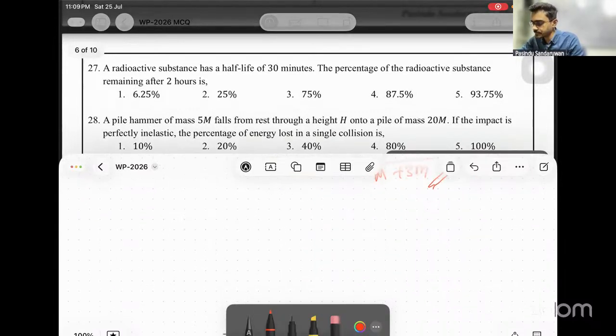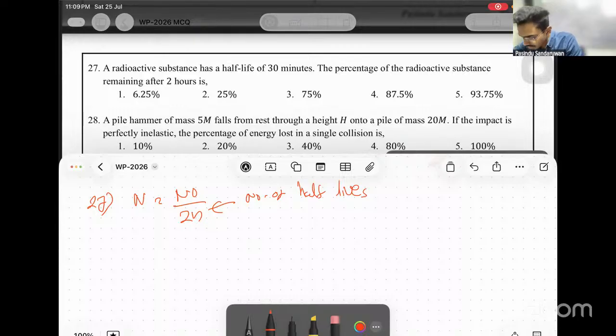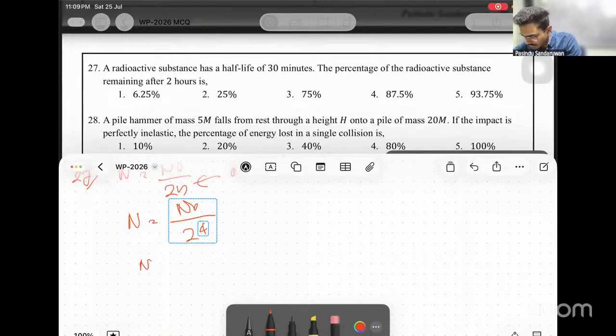Then 27. A radioactive substance has a half-life of 30 minutes. The percentage of radioactive substance remaining after 2 hours is? So we know N equals N0 over 2 to the power n, where n is the number of half-lives. 30 minutes, 2 hours means 4 half-lives have passed. Then the remaining part as a ratio is N to N0. N0 is the original number of nuclei.